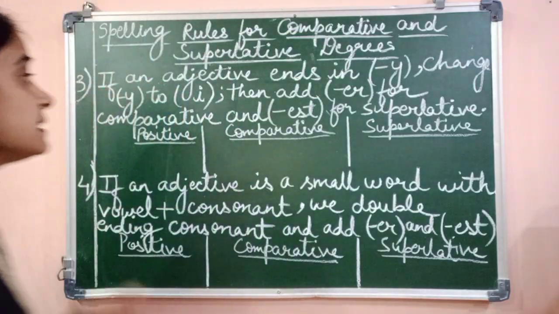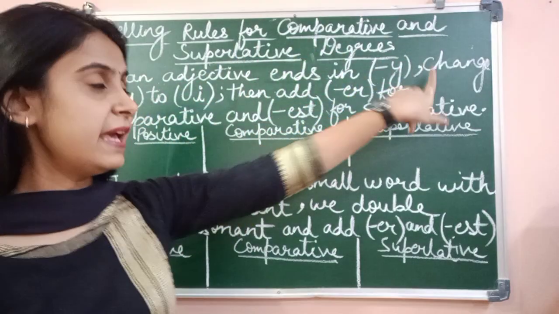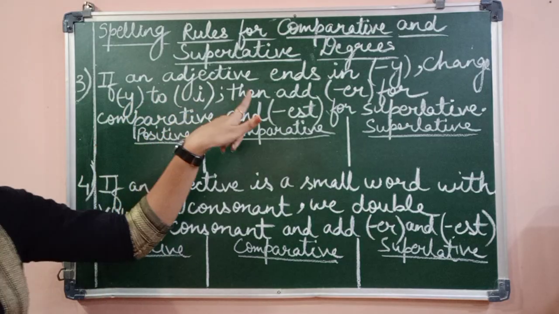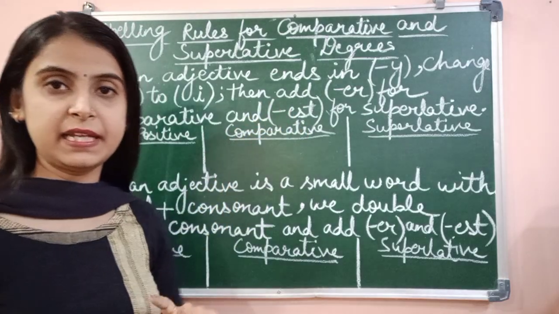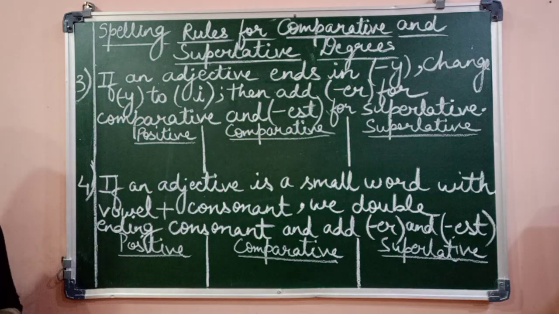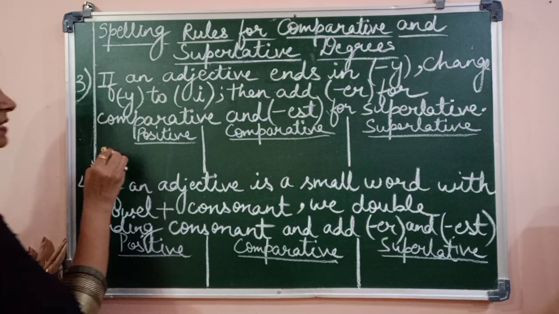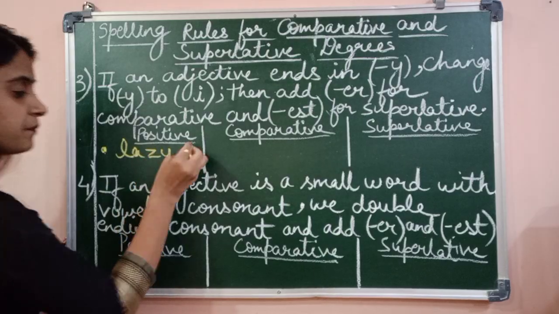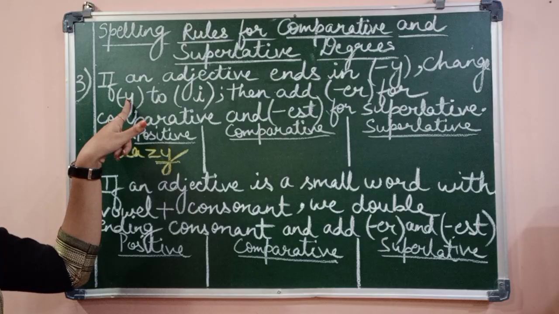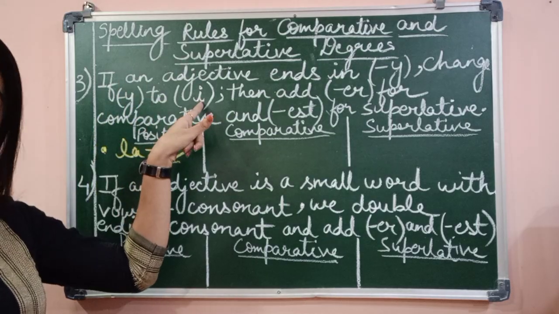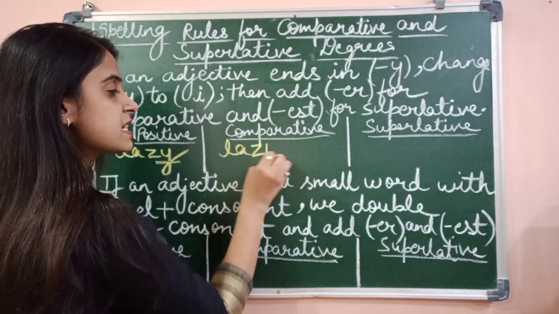Now, the third rule says, if an adjective ends in Y, change Y to I and then add ER for comparative and EST for superlative. Now, I'll give you an example. Children, think of any adjective that ends in Y. For example, let us take the adjective lazy. It ends in Y. So what does the rule say? The rule says that if an adjective ends in Y, change Y to I. So instead of Y, we write I.